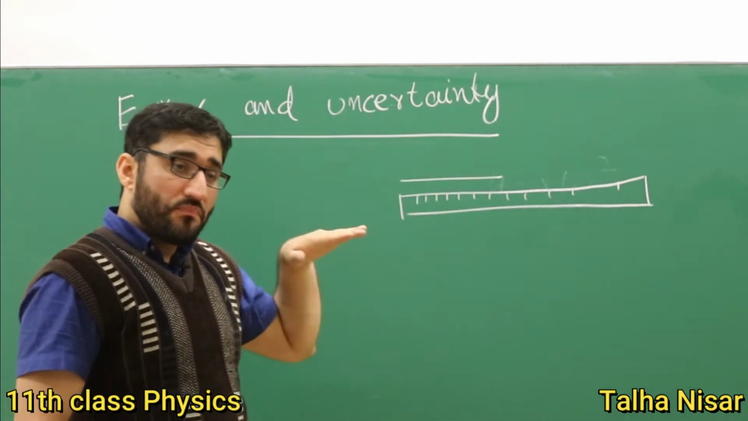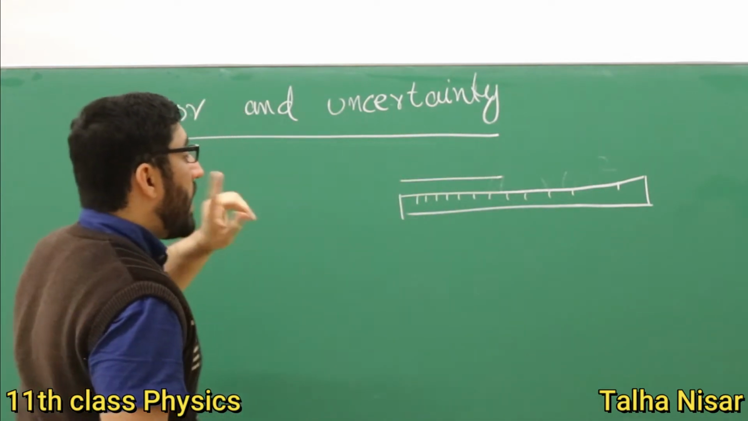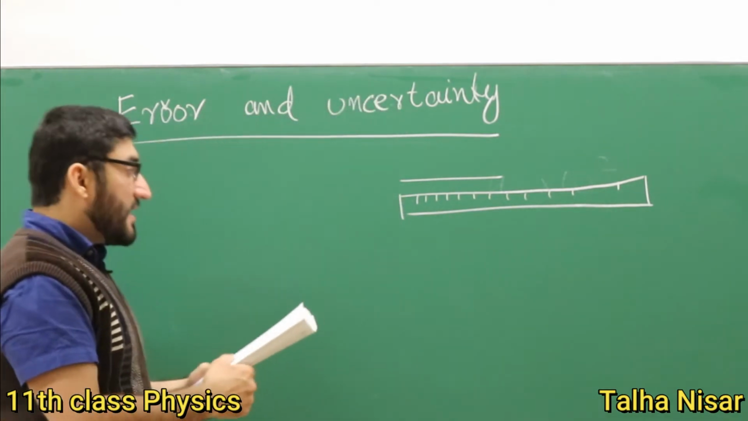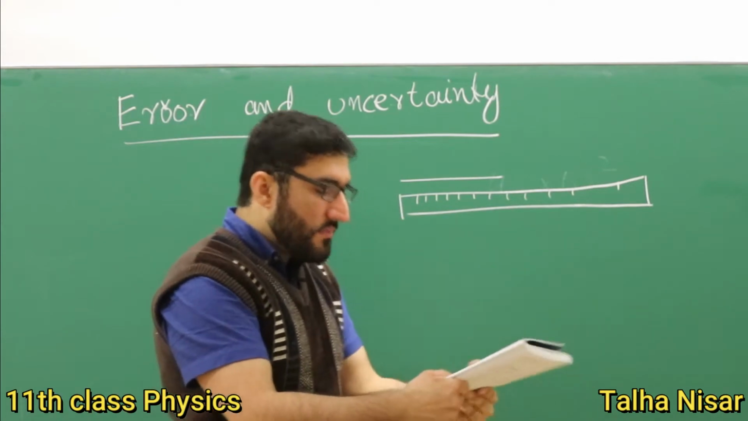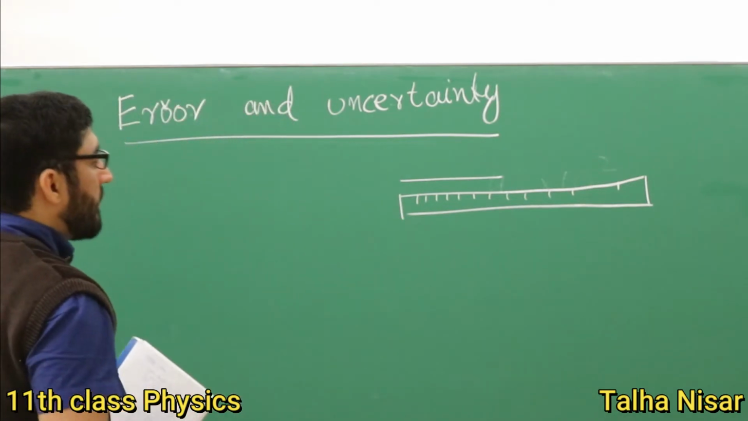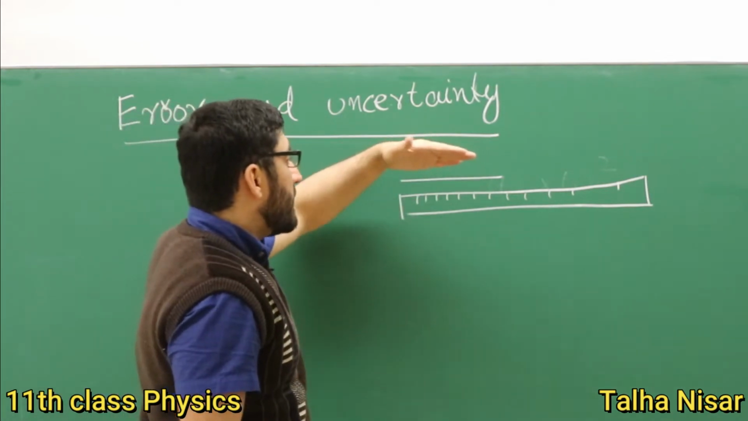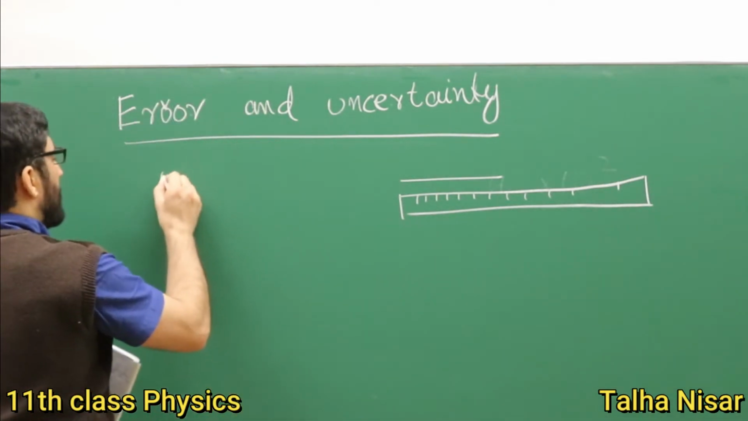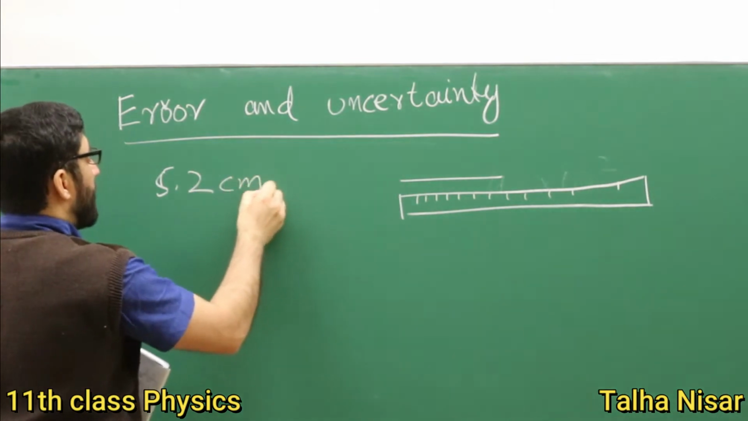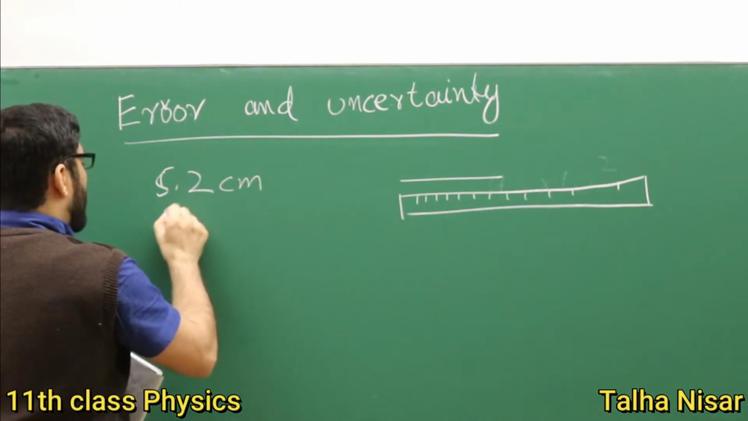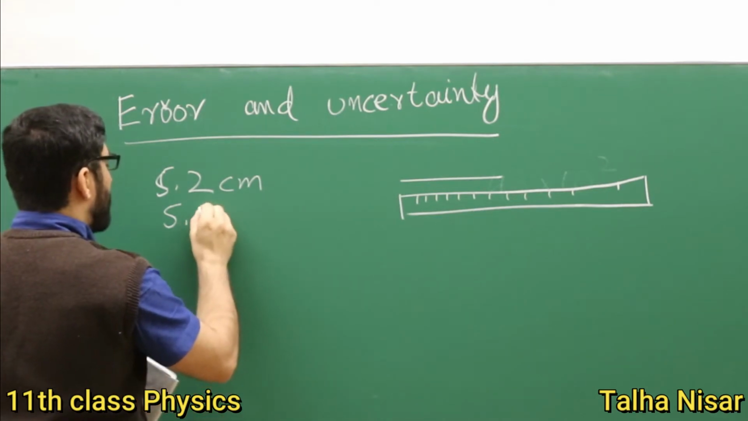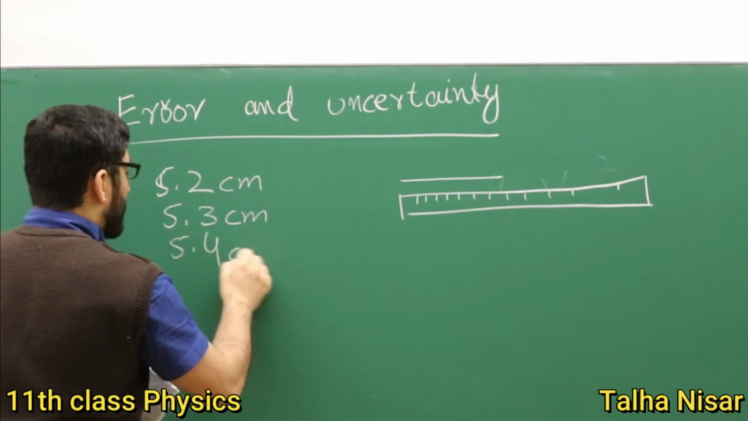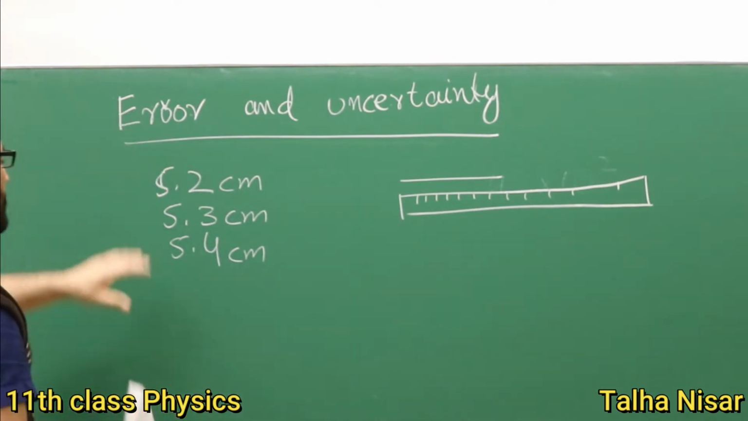But we want to know what the error is. Why? Because the error could be because of my own mistake, it could be because of a systematic mistake, poor calibration, for example. We can have a random error. For example, what is random error? If I measure the length of this rod once, and I get, for example, 5.2 centimeter, this is just a guess. Next time, if I measure it again, I get 5.3 centimeter. Next time, I get 5.4 centimeter. And so this is a random error.